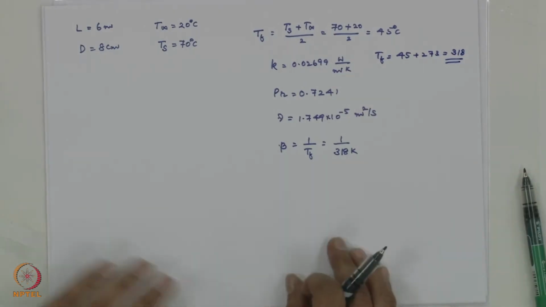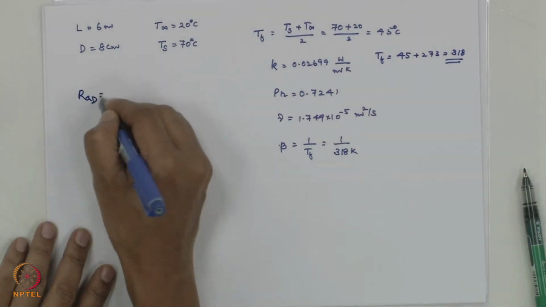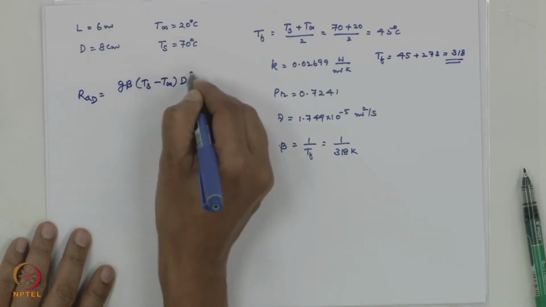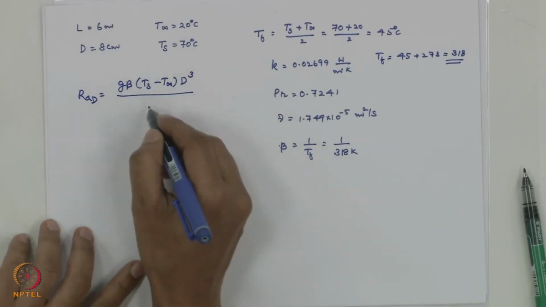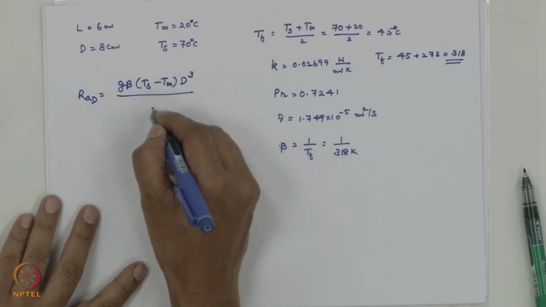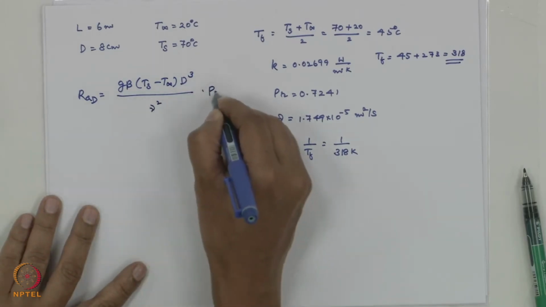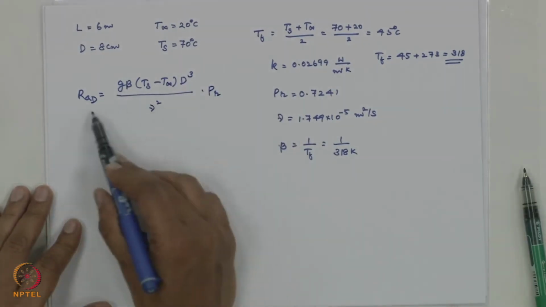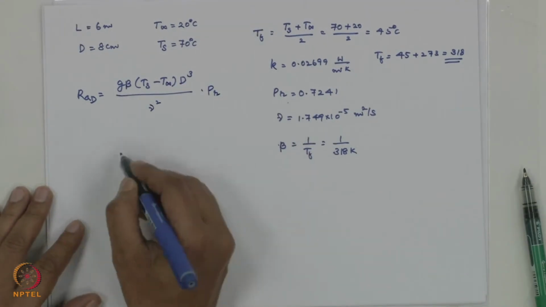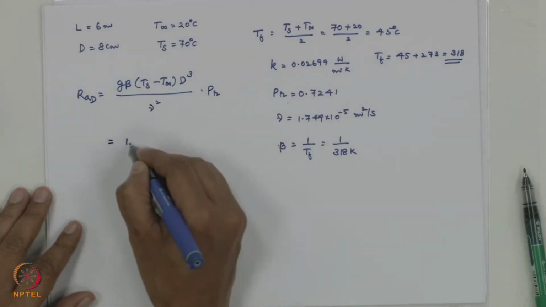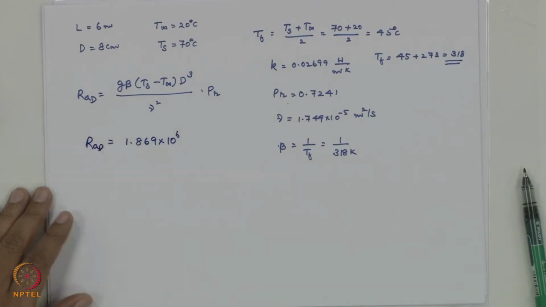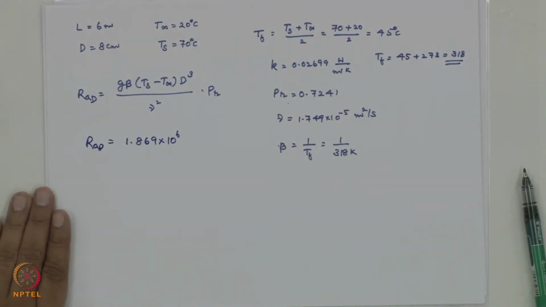So with this, you can calculate Rayleigh number as g beta delta T, that is Ts minus T infinity, d cubed upon alpha nu, or d cubed into nu squared into Prandtl number. This is Grashof number into Prandtl number which gets me Rayleigh number, because I have given the properties like that. If you substitute that, you are going to get the Rayleigh number as 1.869 into 10 to the power of 6. So if you come here and you see, the Nusselt number correlation is 0.6 plus this whole of this equation.